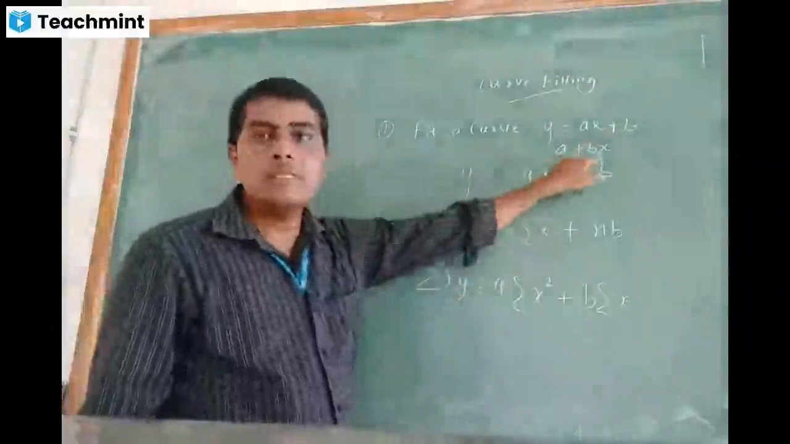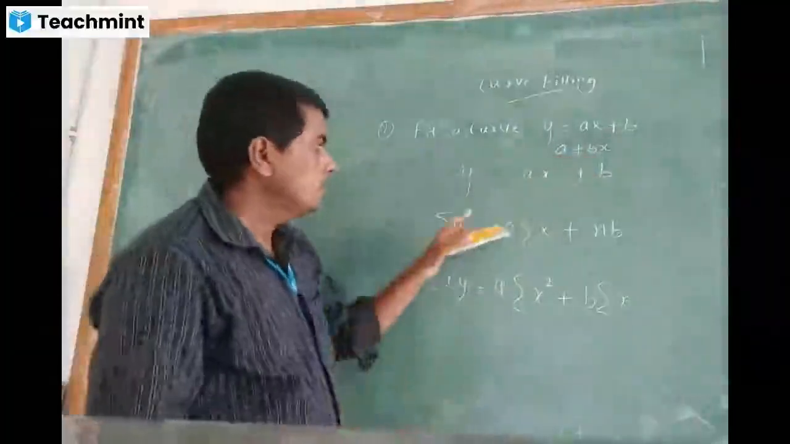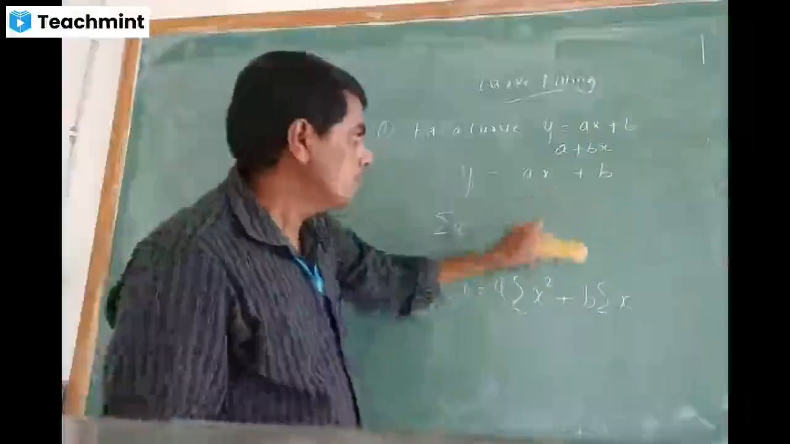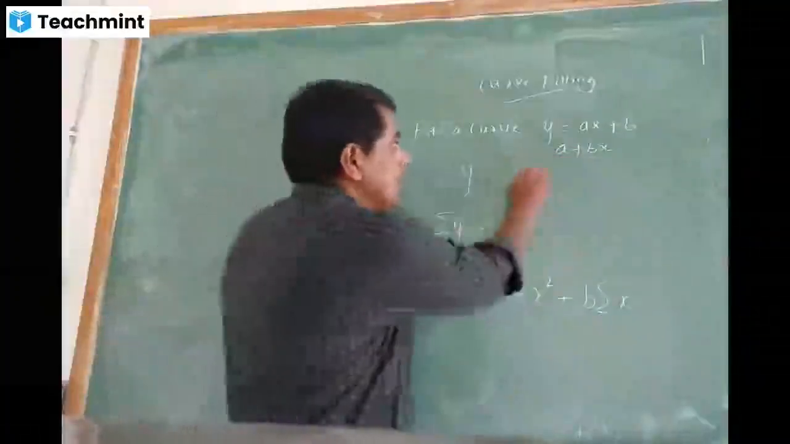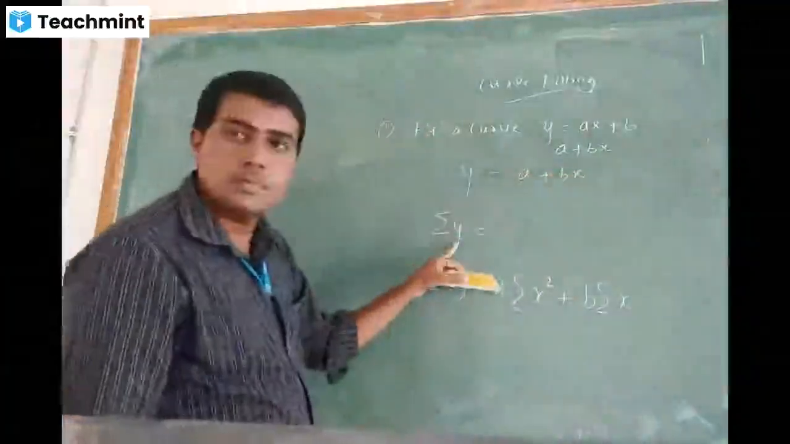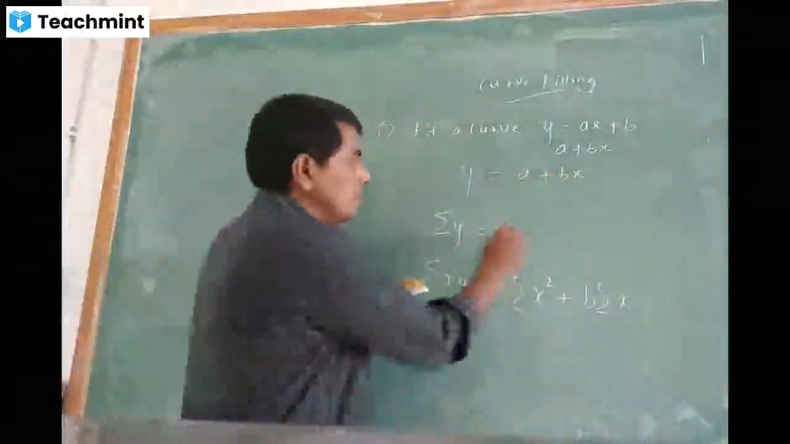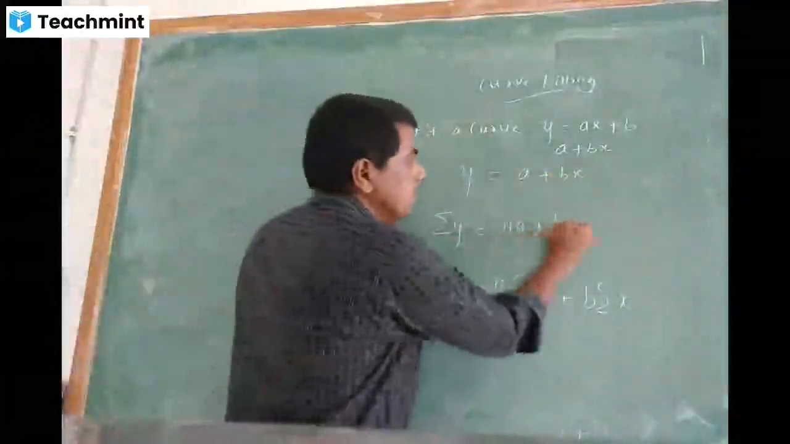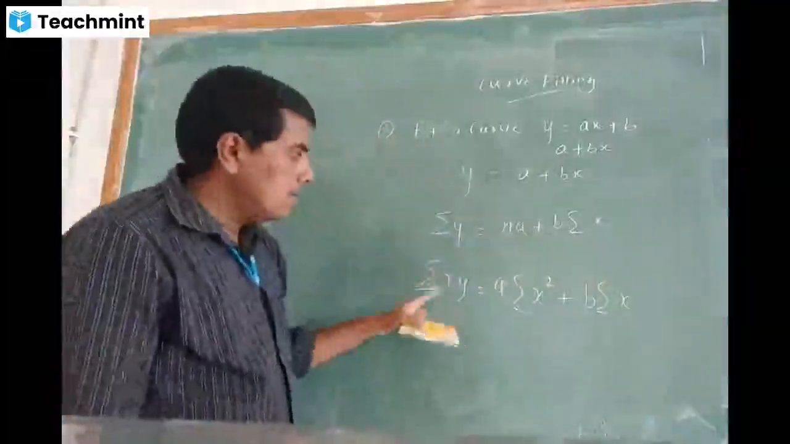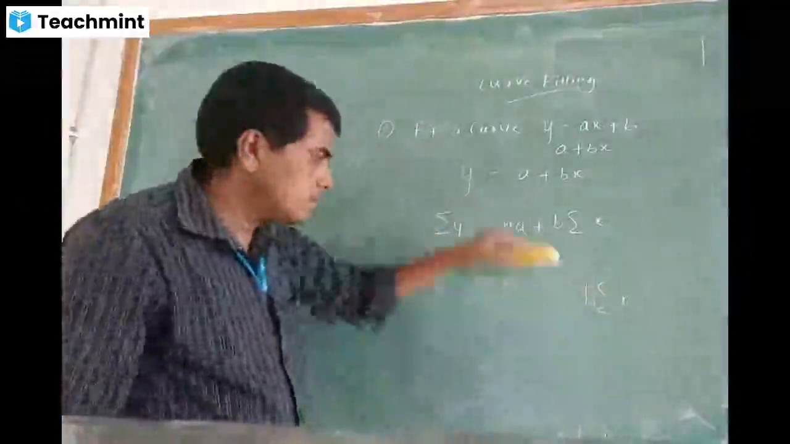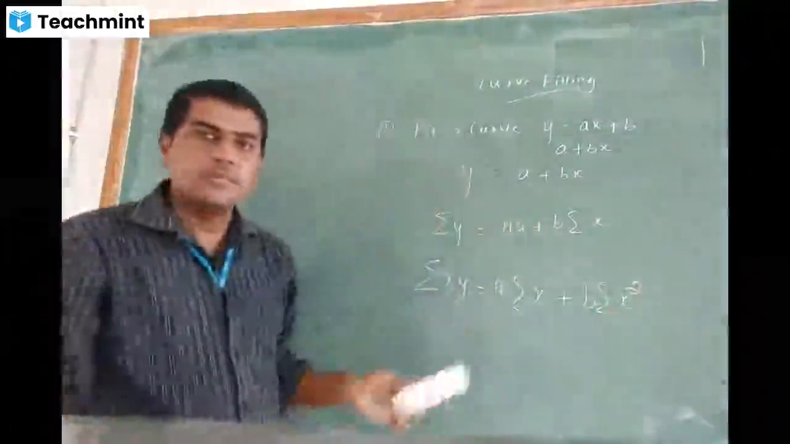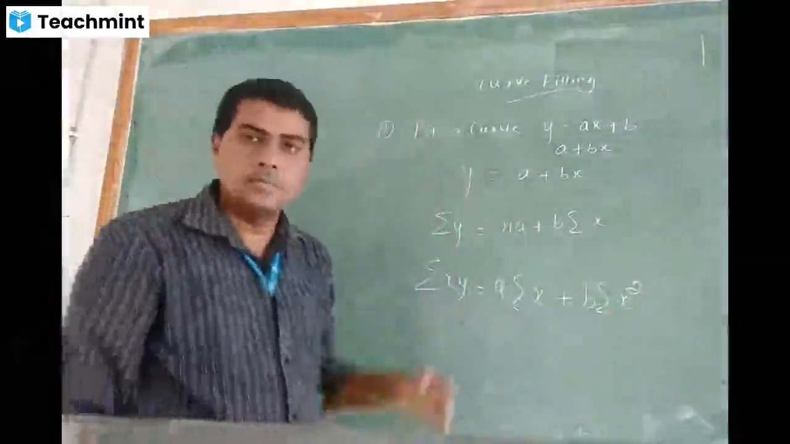Y is equal to a plus b x. If I take y equals a plus b x, what is the rule? The equations will be multiplied by 1 and by x, so like this we have to remember.